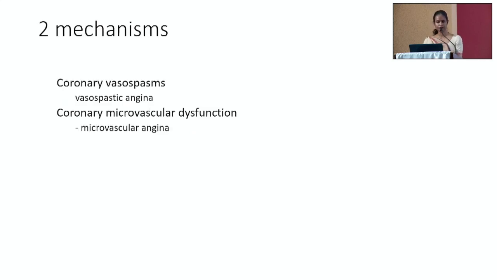The two main mechanisms that account for INOCA are coronary vasospasm, a clinical entity which causes vasospastic angina, and coronary microvascular dysfunction. This clinical entity is called microvascular angina.